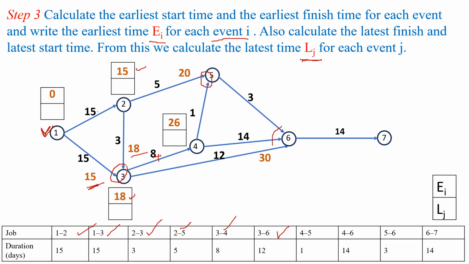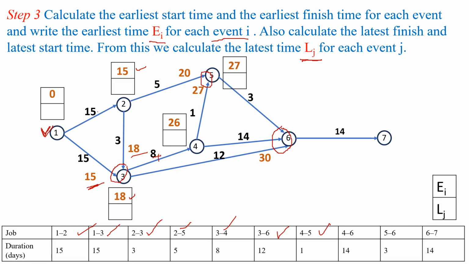Here also observe that event 6 is the merge event for activities 3 to 6, 4 to 6 and 5 to 6. Next we have to look for the activity 4 to 5. For activity 4 to 5, start time is 26 and finish time will become 26 plus 1, which is 27. Among 20 and 27 we have to consider the maximum value, that is 27.